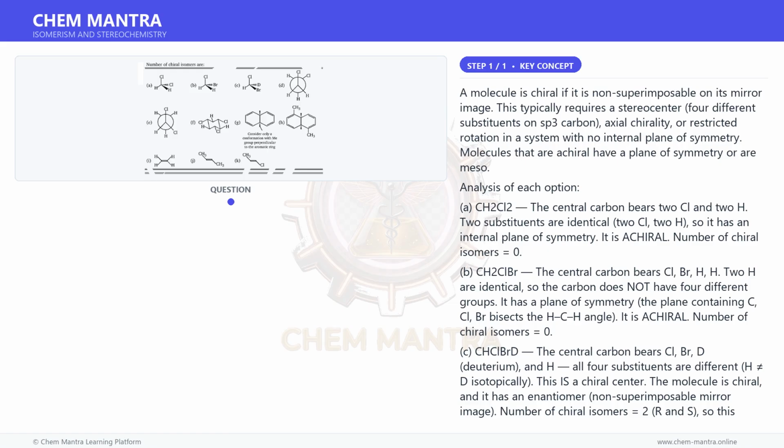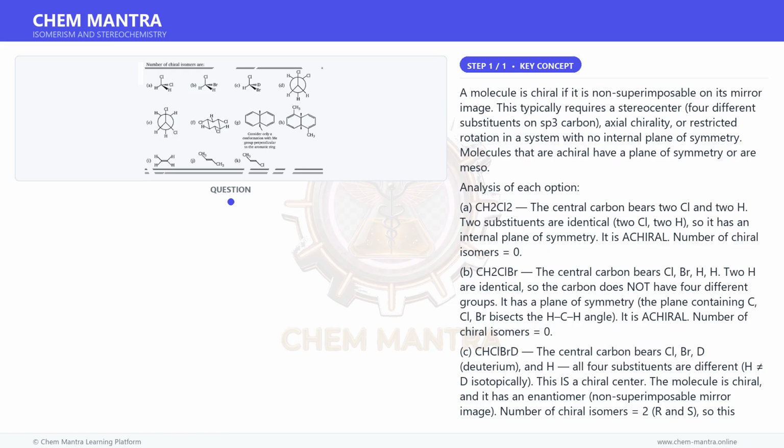This typically requires a stereocenter (4 different substituents on an sp3 carbon), axial chirality, or restricted rotation in a system with no internal plane of symmetry. Molecules that are achiral have a plane of symmetry or are meso. Analysis of each option. A.